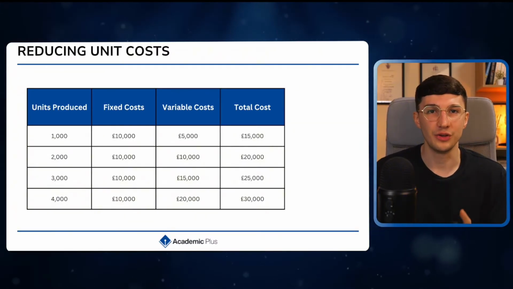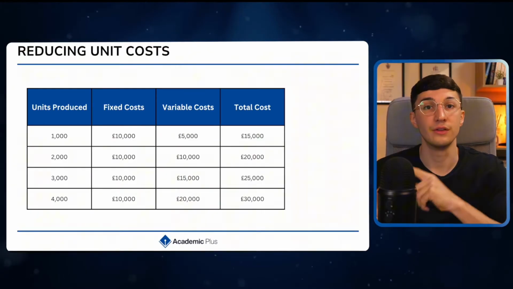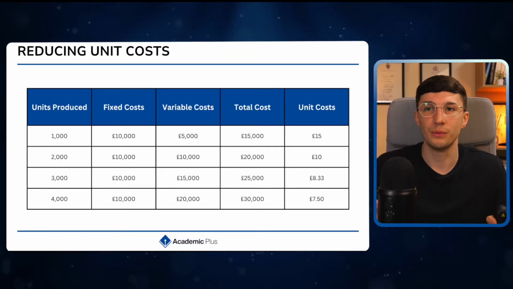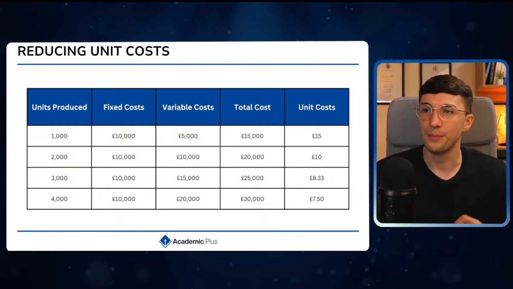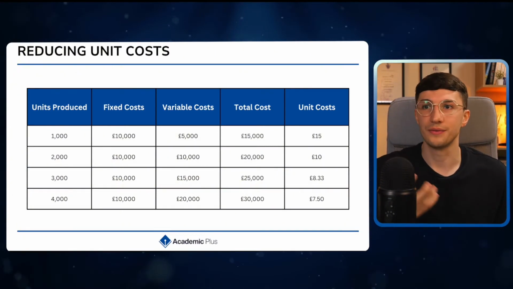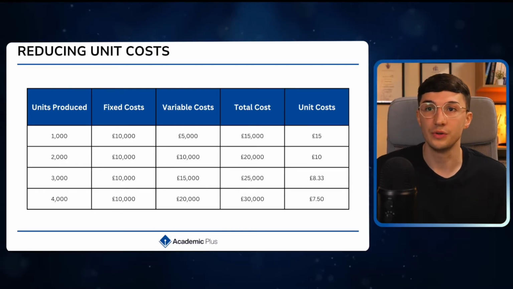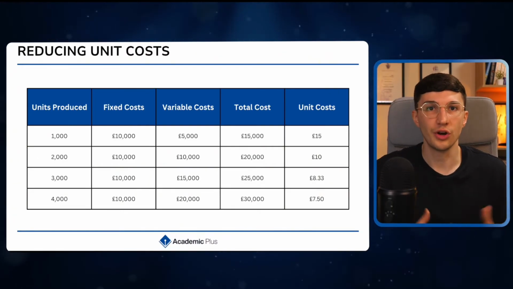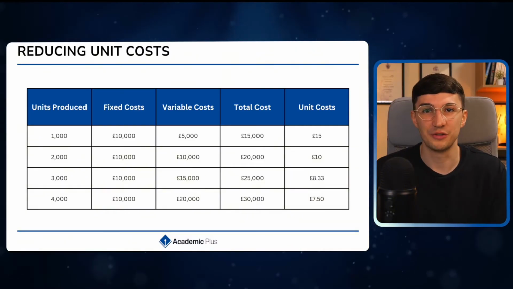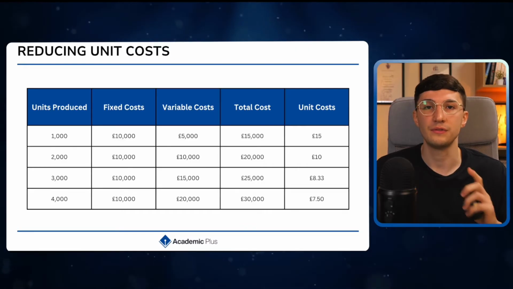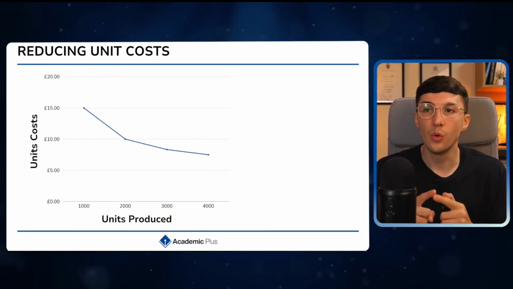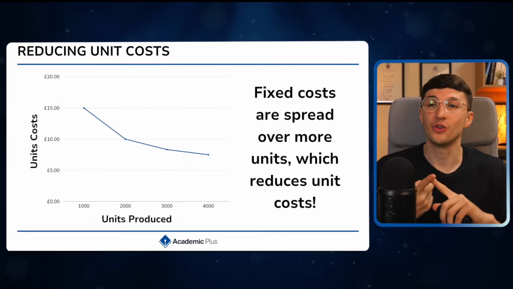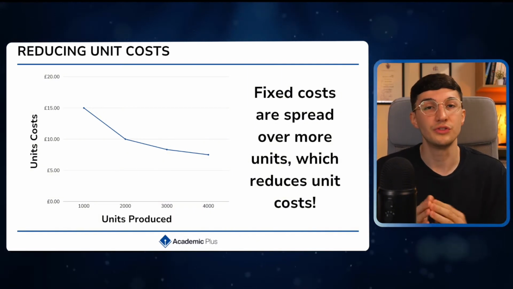Now, we want to calculate our unit cost, which remember, take your total cost and divide that by the number of units. So what we can start to see here is that the more units we produce, the lower the unit cost is. So for example, when we produce 1,000 units, we take the total cost of £15,000, divide that by 1,000 units, gives me a unit cost of £15. But when I do this for 4,000 units, my total cost is £30,000, divide that by 4,000 units produced, gives me a unit cost of £7.50. So what we can see is that the more units we are producing, the level of unit cost should decrease. And that magic sentence is because your fixed costs are spread over more units, which reduces our unit costs.